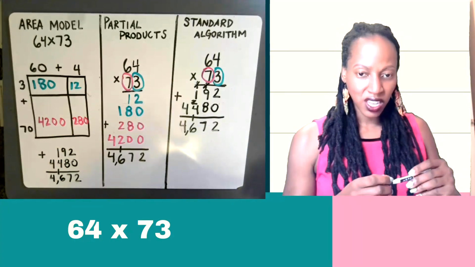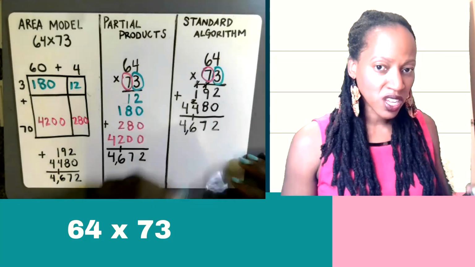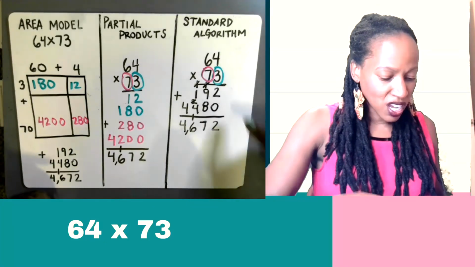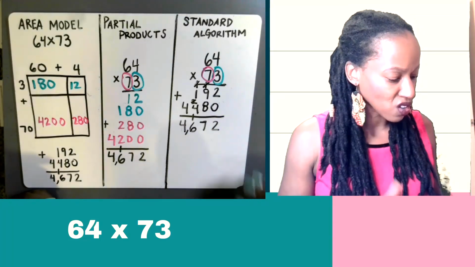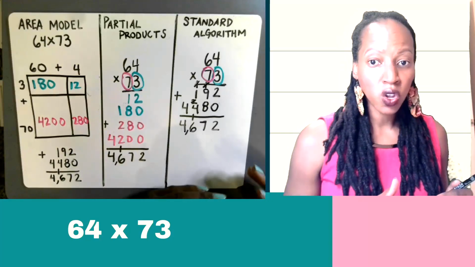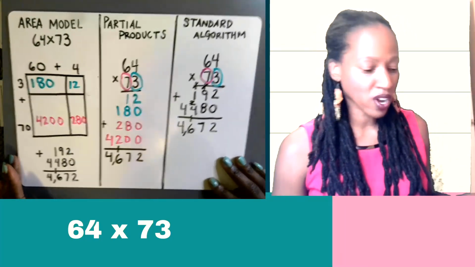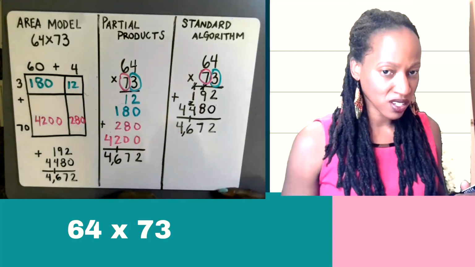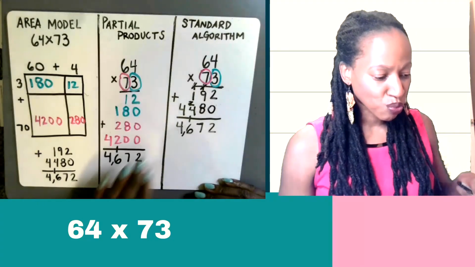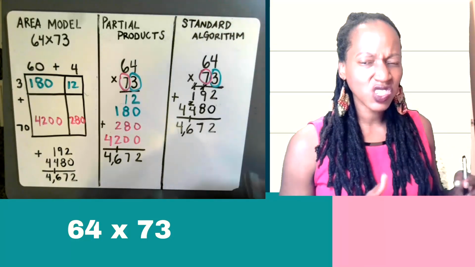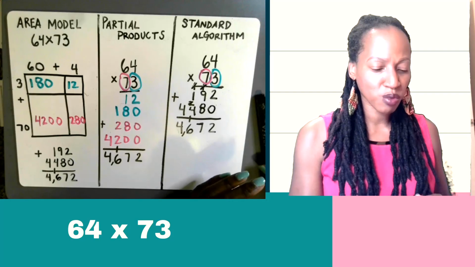So again, you can see that if we're looking at that standard algorithm, once we get those steps down, it's actually a much faster process. I actually wrote a lot less for the standard algorithm, but our goal is to understand why the standard algorithm works the way it does. And it works the way it does because of the area model, using the partial products. Essentially, it works because of the distributive property.